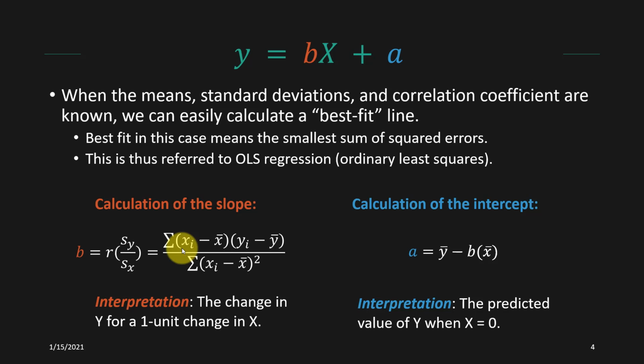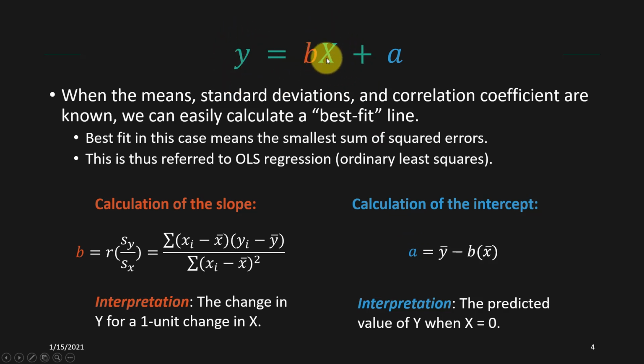And again, we'll get into more detail about why that works in a subsequent video. But for now, just remember that if we use these calculations, we're going to get a slope and an intercept that give us the smallest sum of squared errors and therefore the best explanation of the data. And just as a reminder, we're predicting y as a function of x.